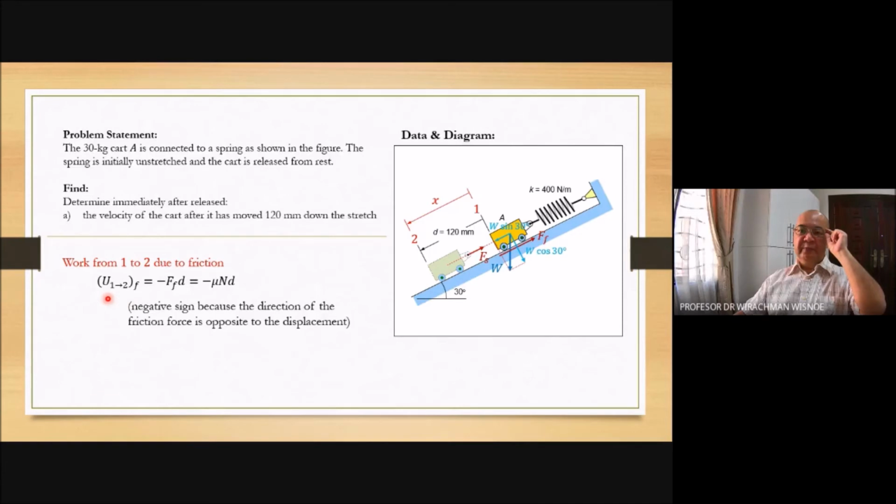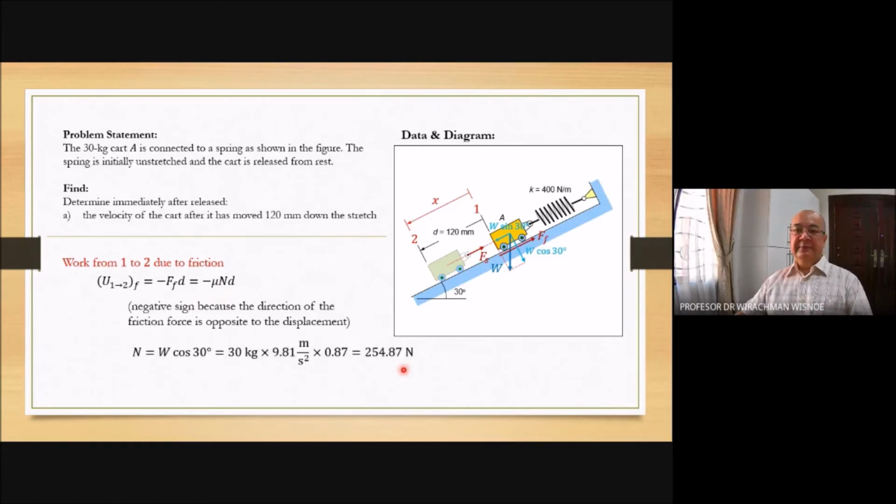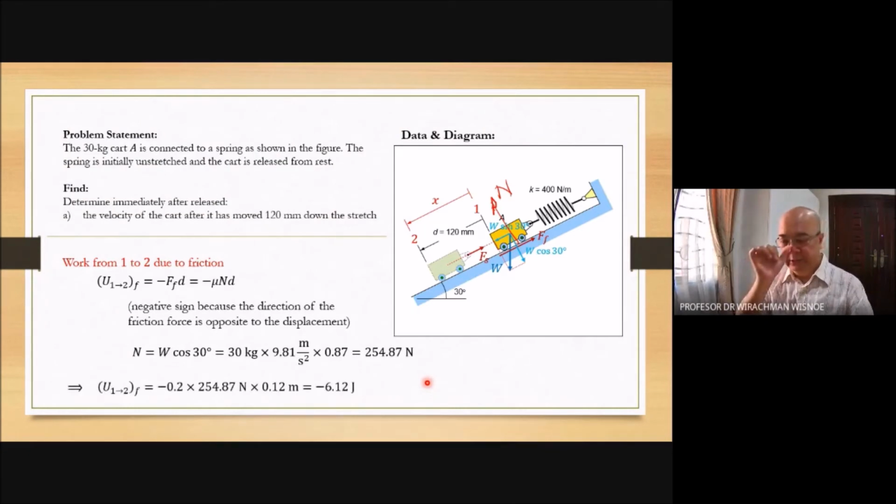The work produced by the friction force is negative because the direction of the force is opposite to the direction of displacement. Friction force is mu times N. N is the normal force reaction from the floor. N is W cos 30. If you look at the direction perpendicular to the floor, we have only two forces: N and W cos 30. It is in equilibrium because the cart doesn't move in that direction. That's why I put directly N equal to W cos 30. So you have negative 6.12 joule.